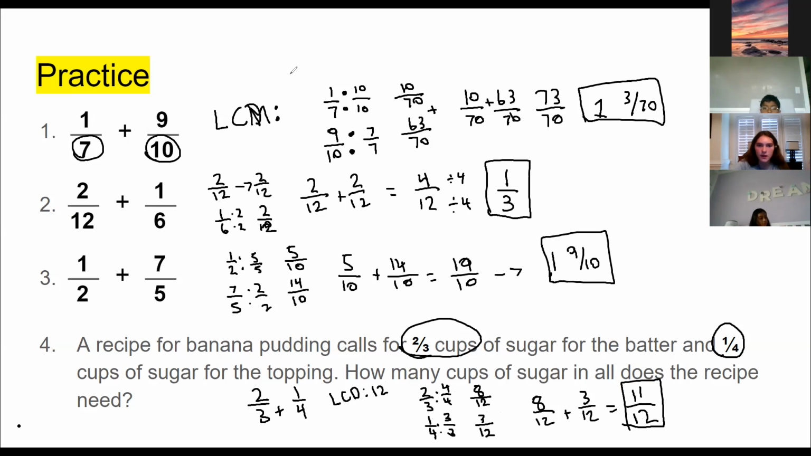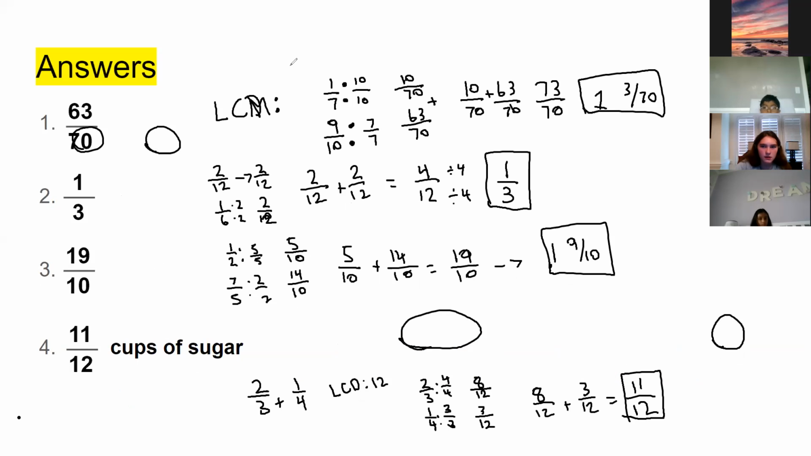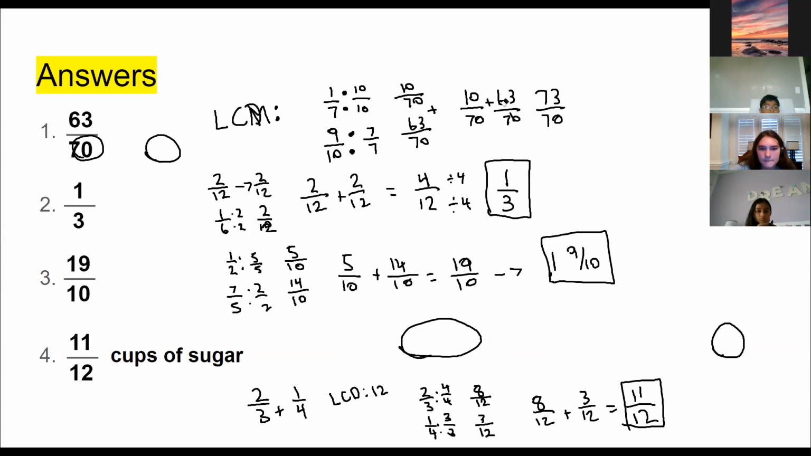Do you want to see if we got them right? Let's see. Okay. So 63/70ths. Ooh. I probably miscalculated. Hang on. And this is wrong too. There's a pattern. Wrong, correct, wrong, correct. Why is that?